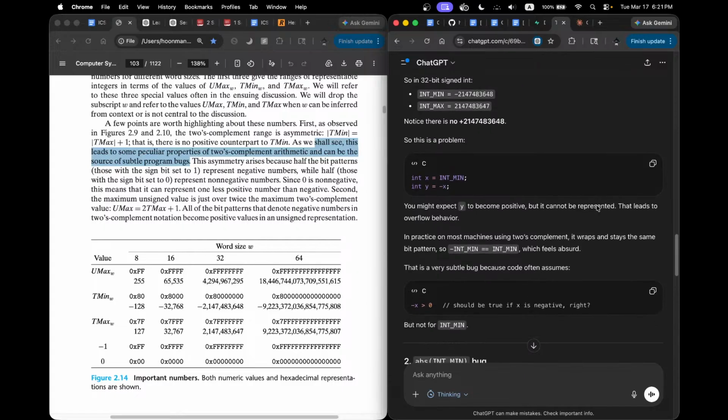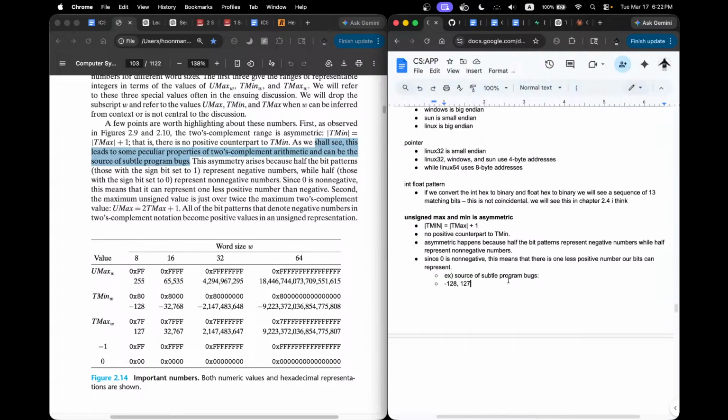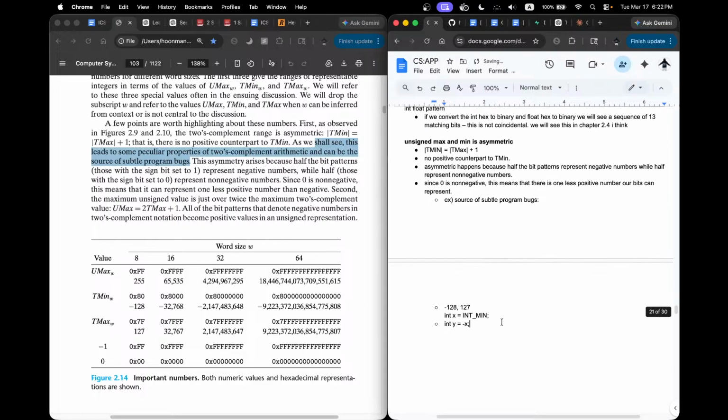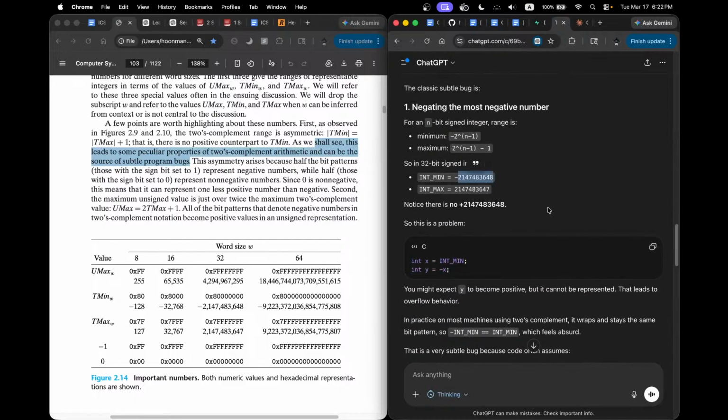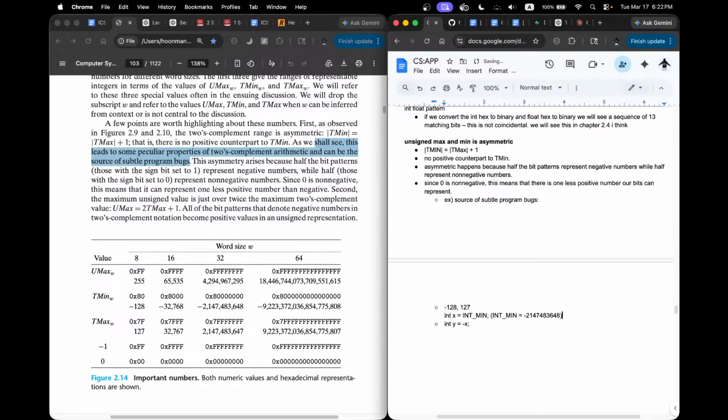So this is a problem. You might expect y to become positive, but it cannot be represented. It leads to overflow behavior. This one, I like that. Int min is... there you go. Alright.